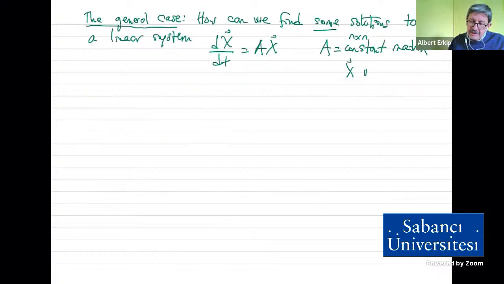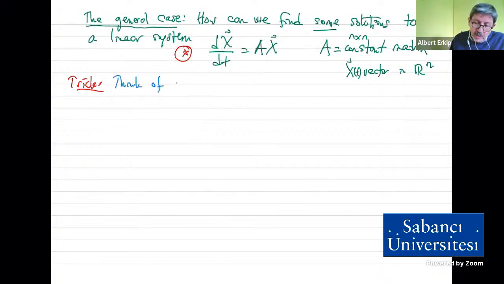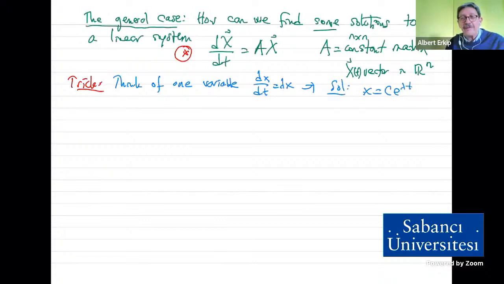And x(t) is a vector in R^n. Everything is n-dimensional. If you don't like it, think of it as two-dimensional, it doesn't really matter. Now, how can I solve this? The trick is to think of the one-variable case: dx/dt equals lambda x. This had the solution x equals c e to the lambda t. And this is one of the first equations we saw, the easiest one.